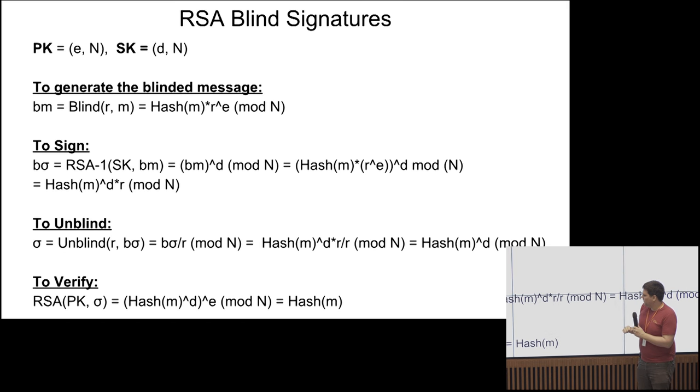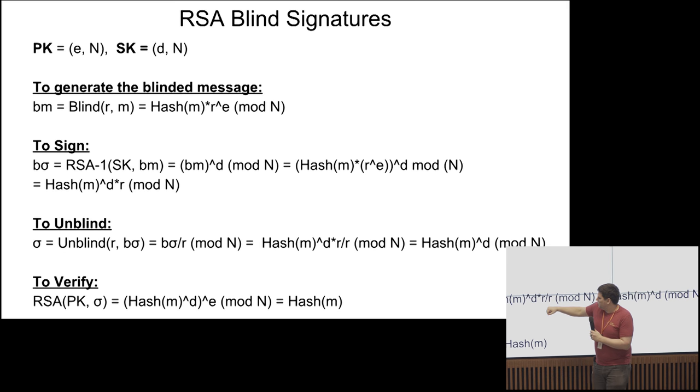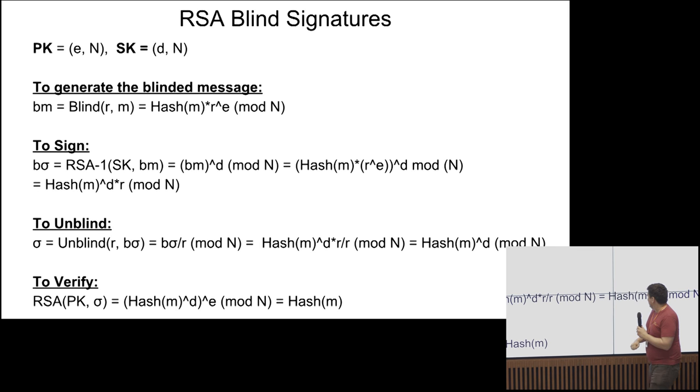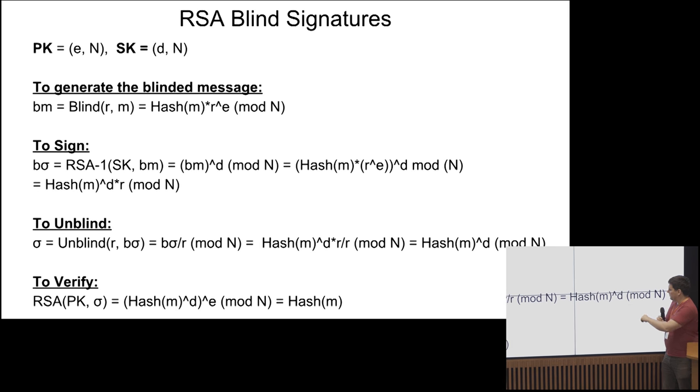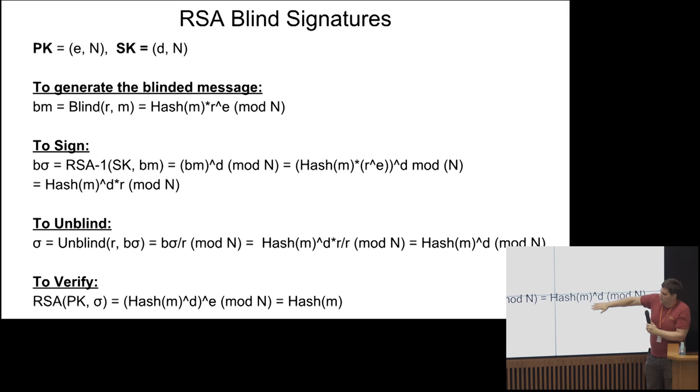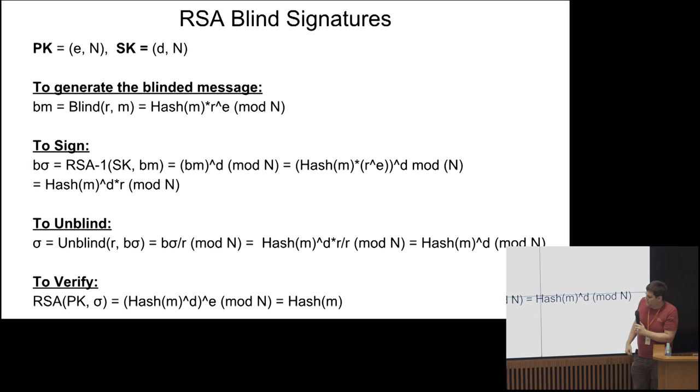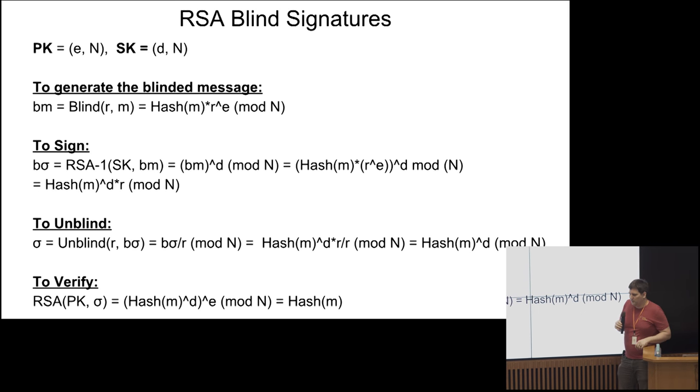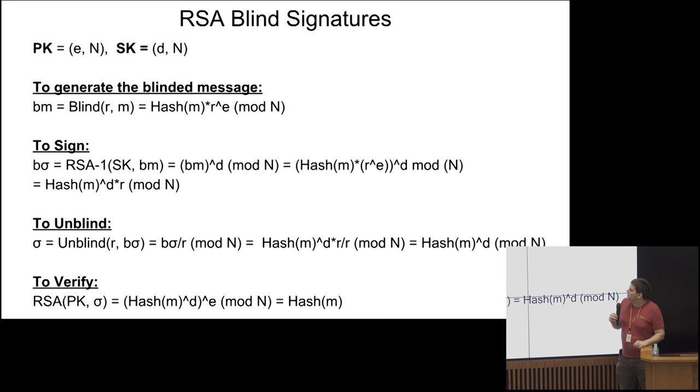And then to unblind, you divide by r, and since it's just the hash of M to the d times r divided by r, this cancels out, and you end up with the hash of M raised to the d mod N, which you'll recognize as the signature. Does anyone have any questions on this?